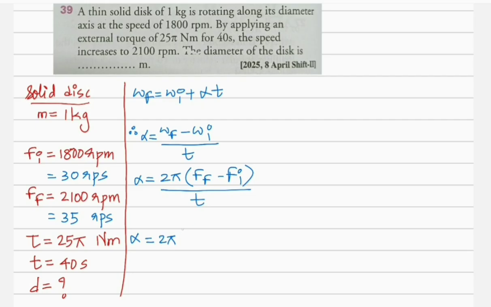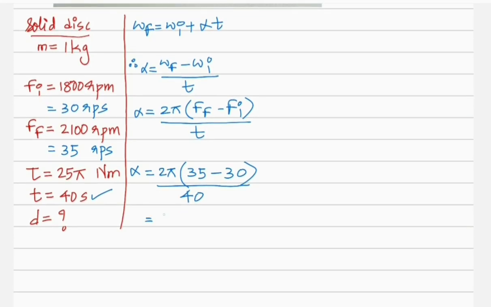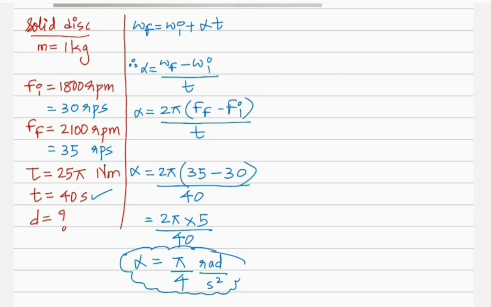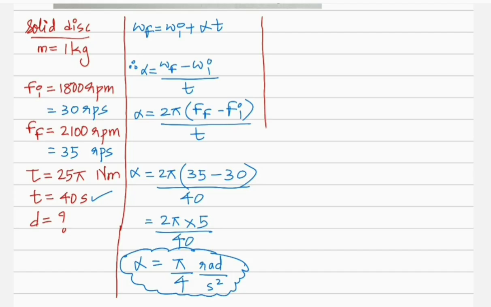Obvious. So 2 pi I took common. Final frequency students 35 minus initial frequency is 30. Let me divide this by time. The given value of time is 40 seconds. So this will be students 2 pi multiplied by 5 divided by 40. So 10 into 4 is 40. So this will give you pi by 4 students. So alpha is pi by 4 radian per second square. Getting this students? Angular acceleration alpha is pi by 4 radian per second square.